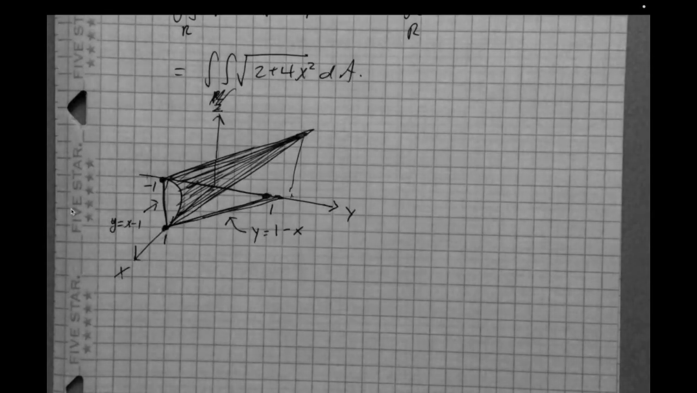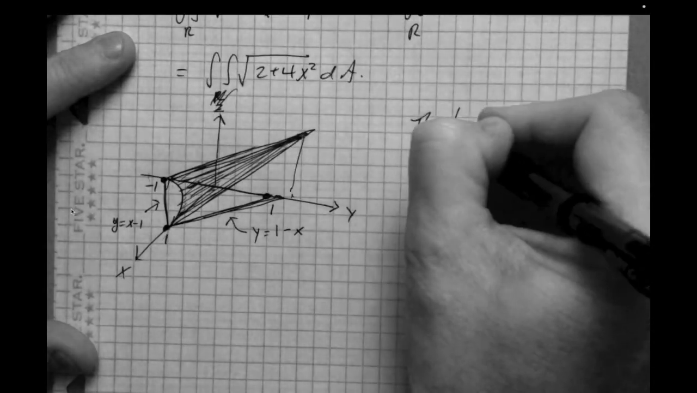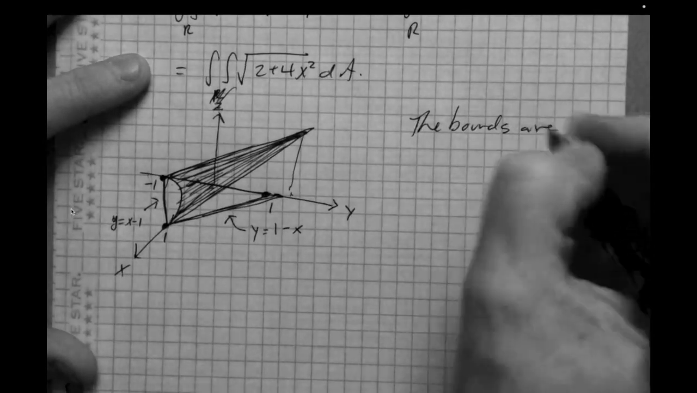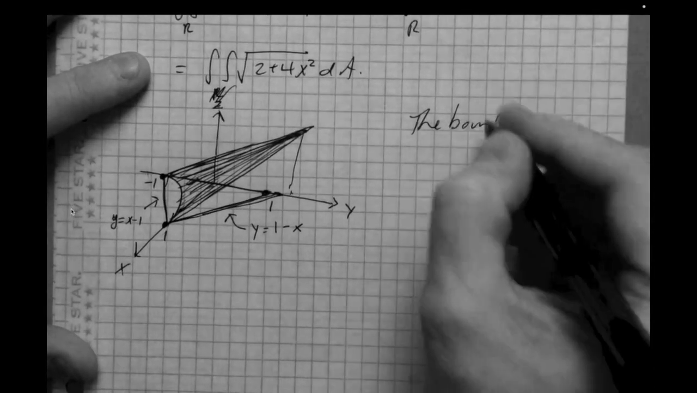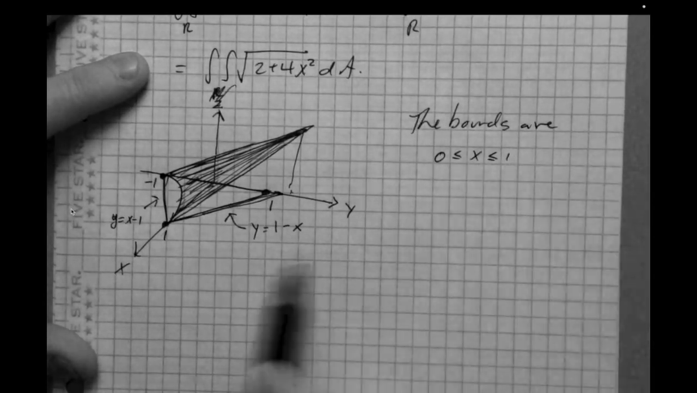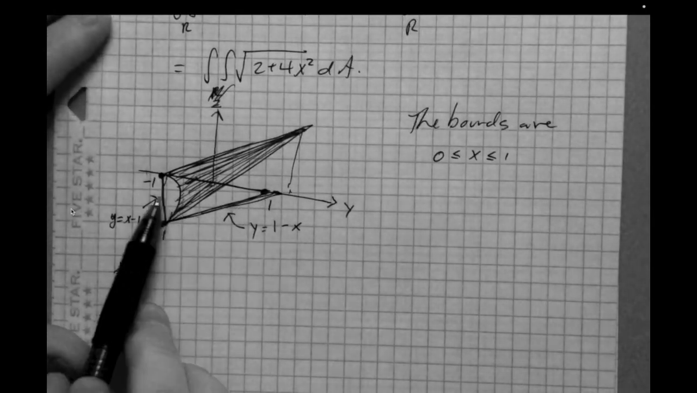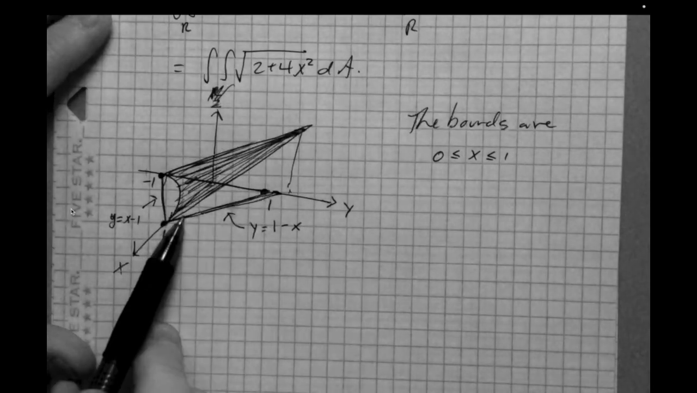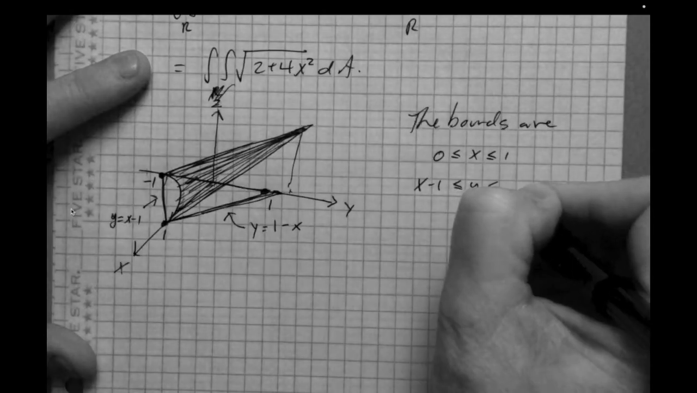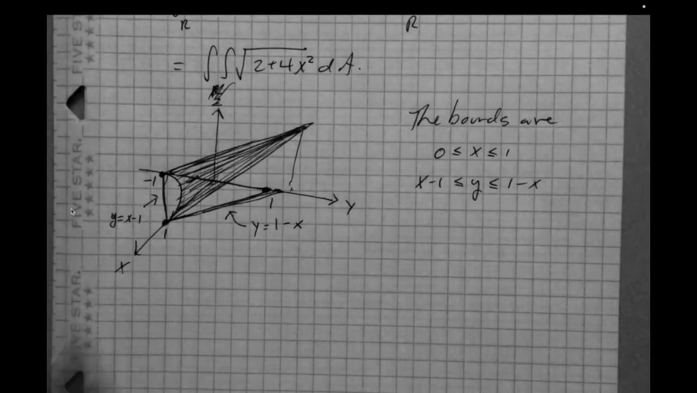Okay, and so what we can do is see what the bounds are for R. In particular, you can let x range from 0 up to 1, from here to here. And then the y bounds are going to go from this line up to this line. Right, and so that means x minus 1 is less than or equal to y, which is less than or equal to 1 minus x. Okay, so hopefully that's clear.